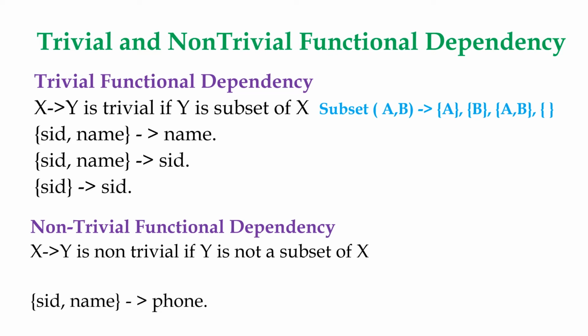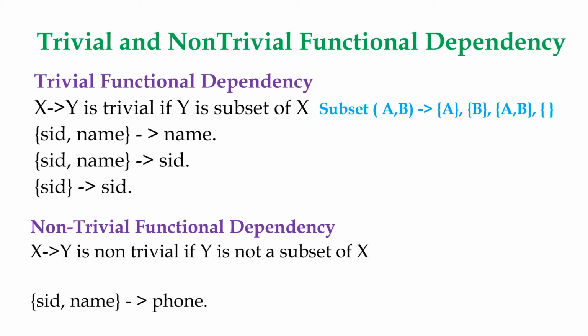So here you can see the relation. Trivial means X tends to Y is trivial if Y is a subset of X. That is, if there is a relation between two attributes, X tends to Y, your second attribute should be a subset of the first attribute. Example, here you can see student ID comma name tends to name, where student ID comma name is one relation X, whereas name on the right hand side is Y. Similarly, student ID comma name tends to student ID, then student ID tends to student ID. So this is what a trivial functional dependency is.